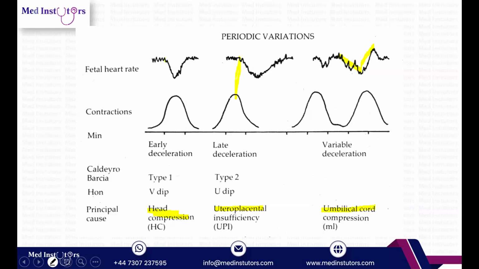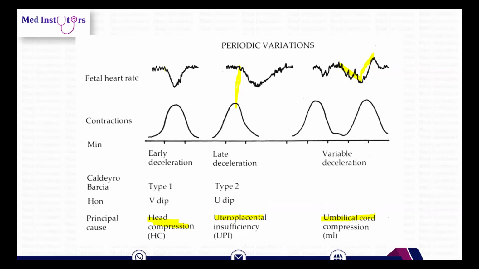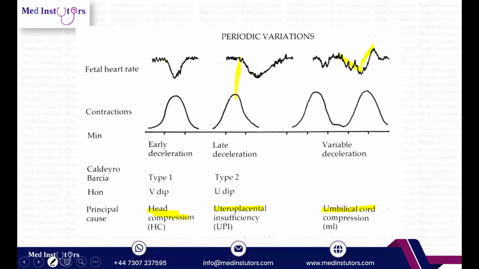Are we clear with this, guys? Are we clear so far? Just give me a thumbs up if you've understood the difference between early, late, and variable. Early happens when the contraction starts, the deceleration also starts. Late will happen after peaking of the contraction. And variable will be irrespective of the contraction. Even if she's relaxed, there is still a deceleration.